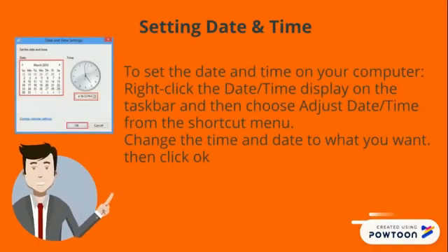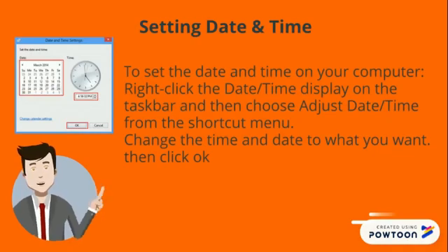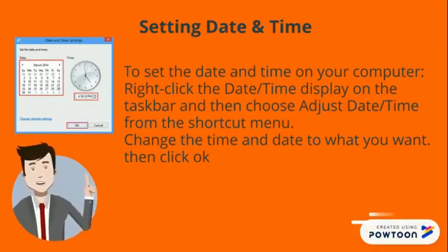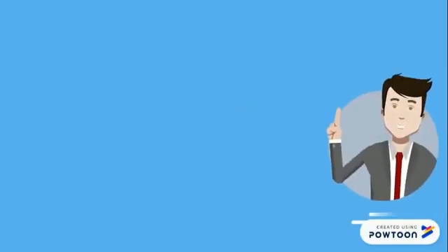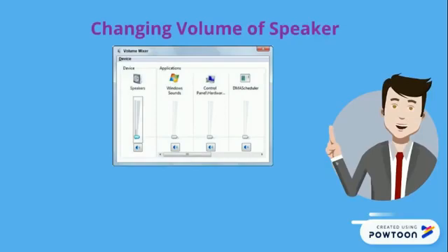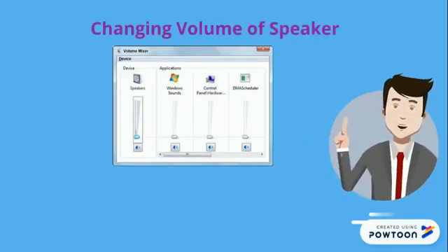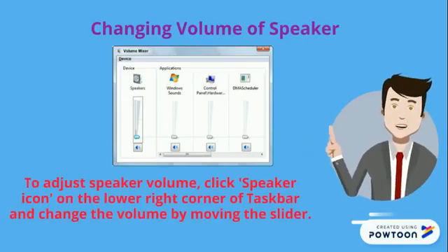Next we have setting up date and time. To set the date and time on your computer, right-click the date and time display on the taskbar and then choose Adjust Date and Time from the shortcut menu. Change the time and date to what you want. Then click OK. Now adjusting speaker volume. To adjust speaker volume, click speaker icon on the lower right corner of the taskbar and change the volume by moving the slider.